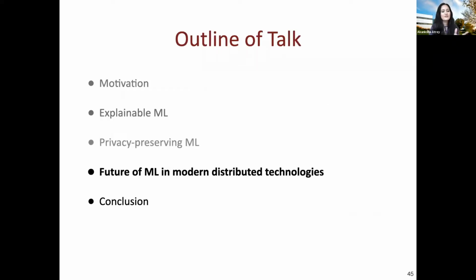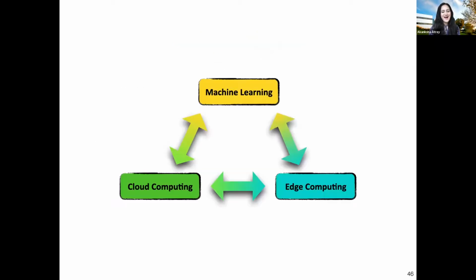So I'll quickly talk about the future of machine learning in modern distributed technologies, and I'll conclude the talk. My work, as you might have noticed, spans machine learning, edge computing, and cloud computing. In machine learning, we want things to perform well, so high performance, like I described before. The other part of it is application-specific utility.